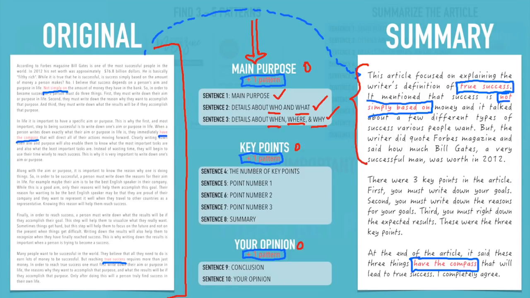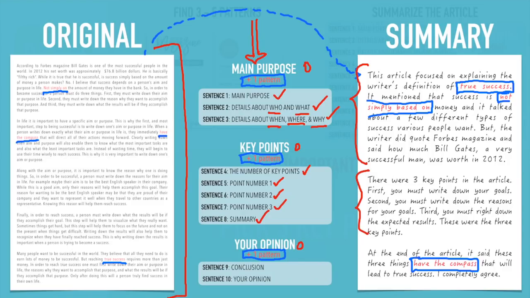Now the second section, we started off, it says, there were 3 key points in the article. Well, right here, the number of key points, done. First, you must write down your goals. Point number 1, done. Second, you must write down the reasons for your goals. Point number 2, done. Third, you must write down the expected results. Point number 3, done. Finally, these were the 3 key points. The summary. Remember, a summary is very, very short when you're summarizing an article, not an essay form, just summarizing an article. So this section for the key points is done.